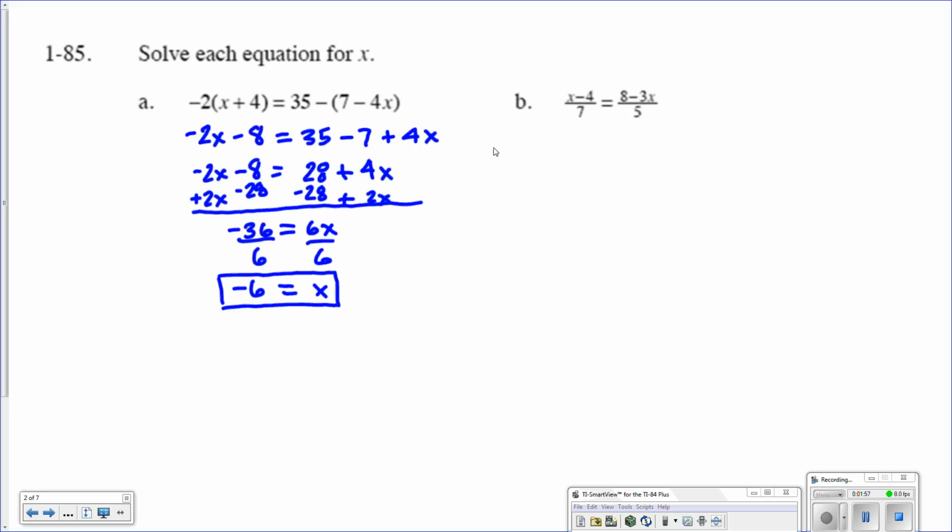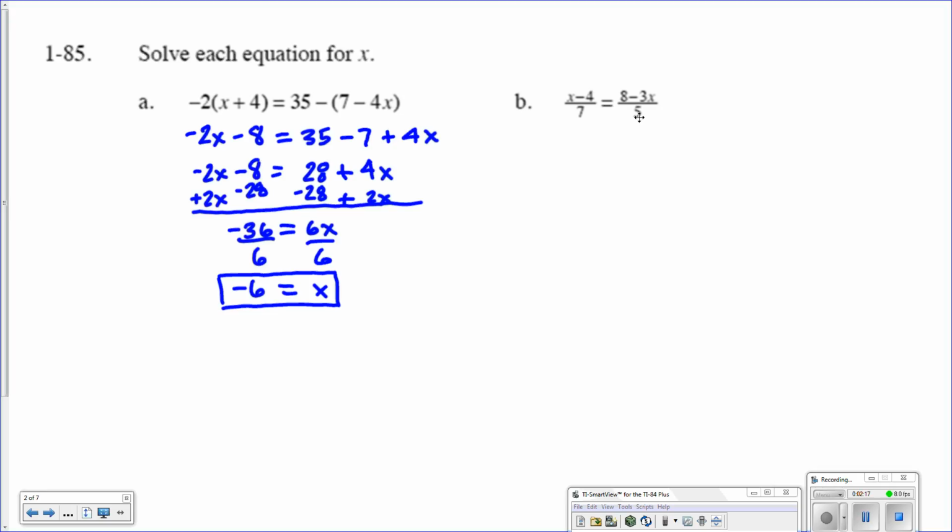Hang on one jiffy there. All right. x minus 4 over 7 equals 8 minus 3x over 5. There's two methods here that jump into my head for solving this. One would be cross multiplying. The second one would be just multiplying by a number that will get rid of the fractions. They're both going to get you to the same thing.